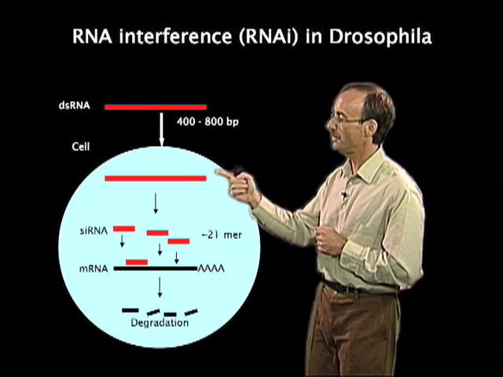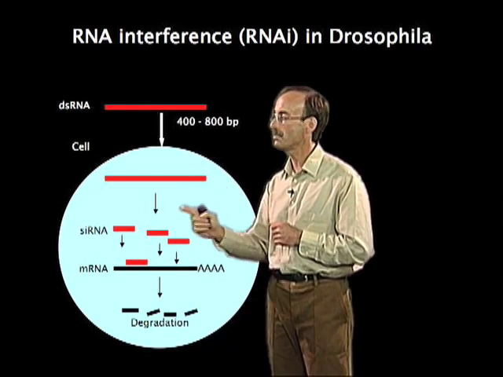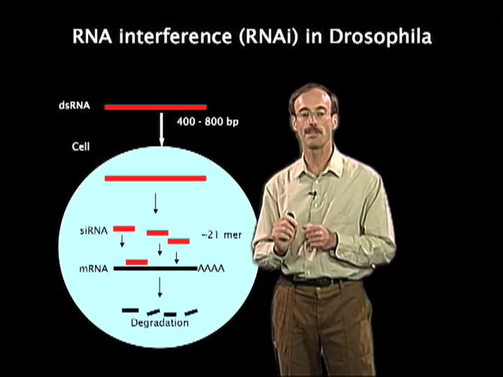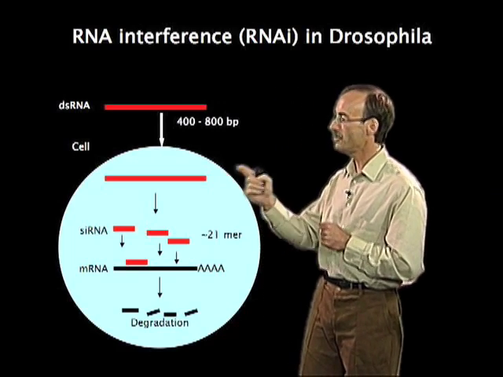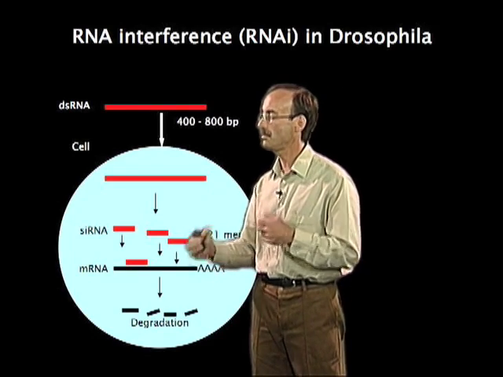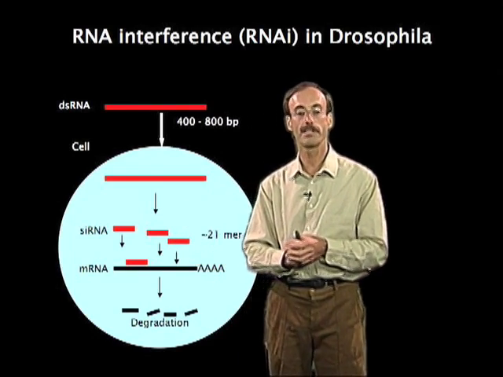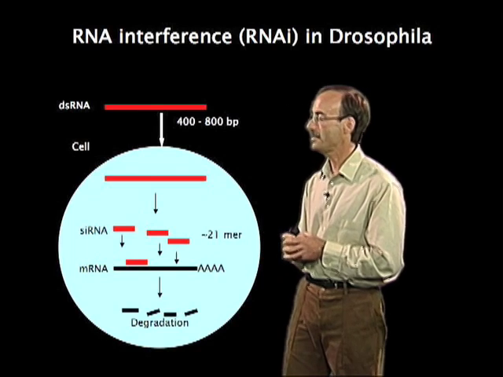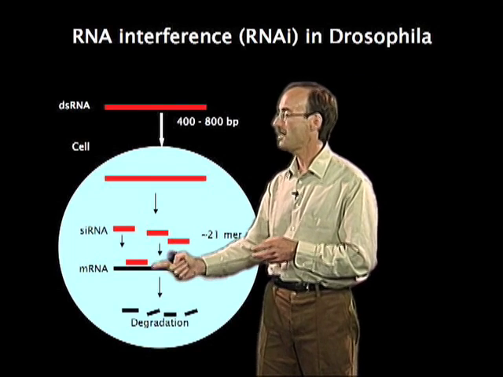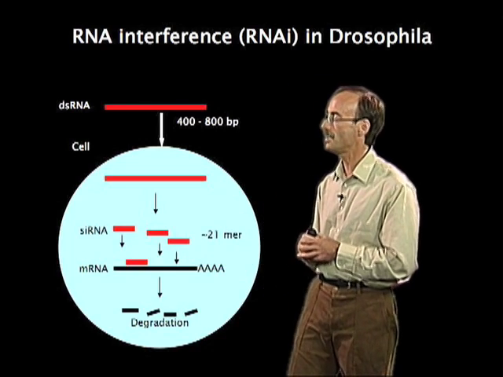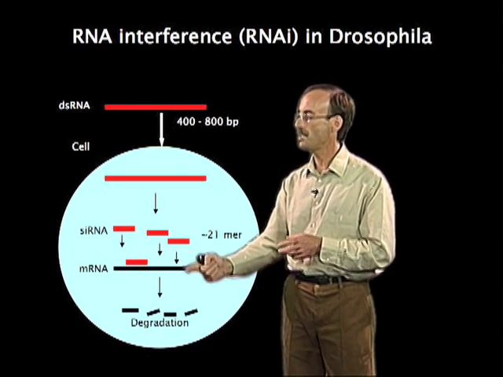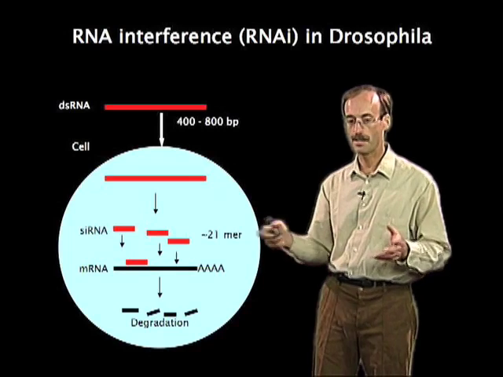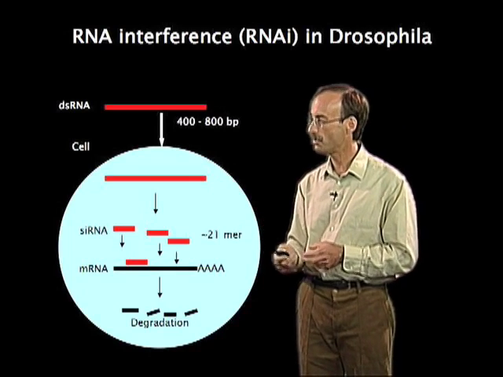Then there's a special enzyme called Dicer that chops this RNA into 21 base pair fragments, which then interact with a specialized protein complex called the RISC complex that unravels these siRNAs. It then base pairs them with an mRNA in the cell, and after base pairing results in the degradation of that mRNA. And then, as I said, over a period of days it results in the depletion of the protein.